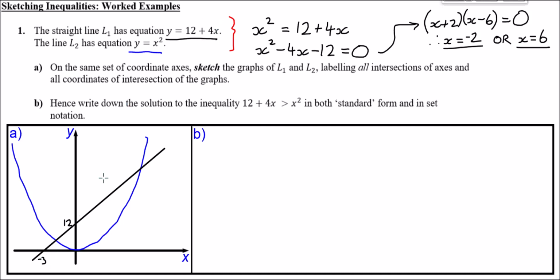Now, this intersects with the blue one where x is -2. So we can add this in here. So that point is -2. And likewise, the other coordinate of intersection is over here, and that's going to be where x is equal to 6.